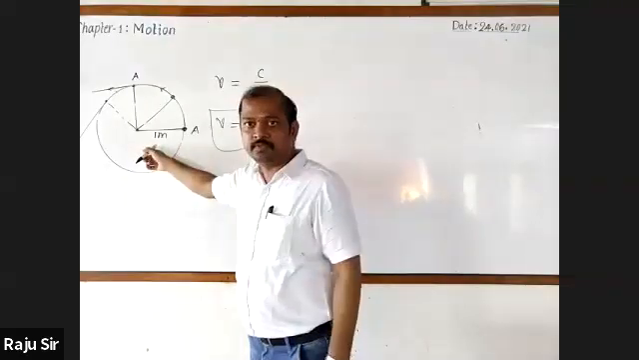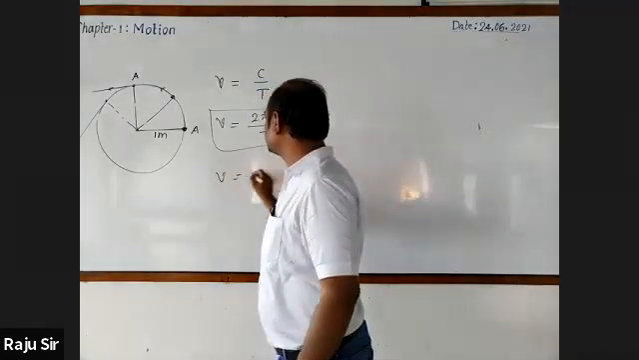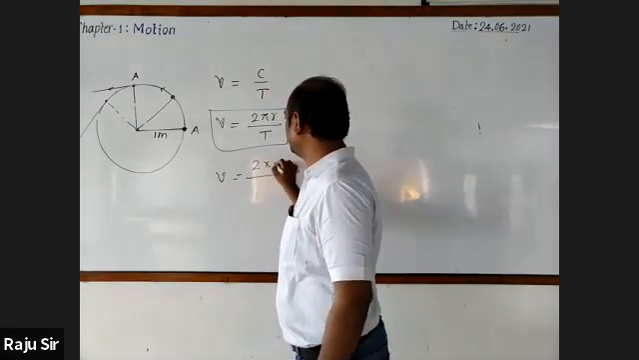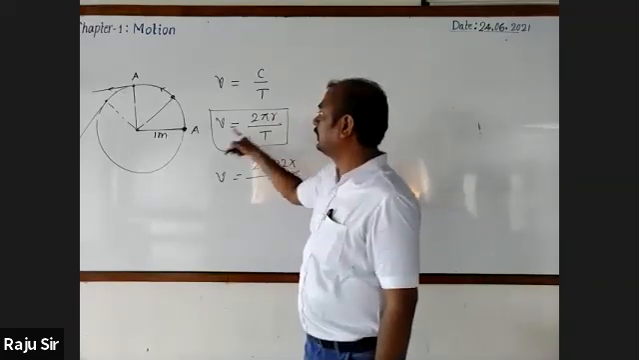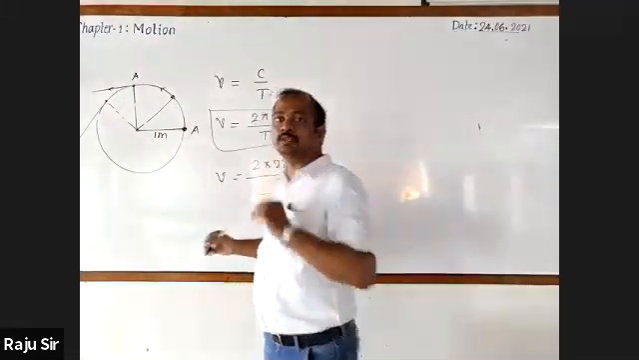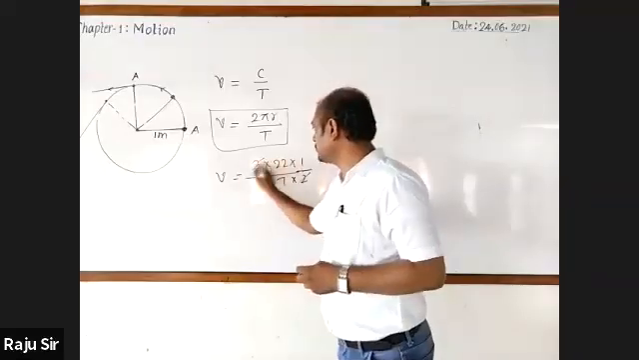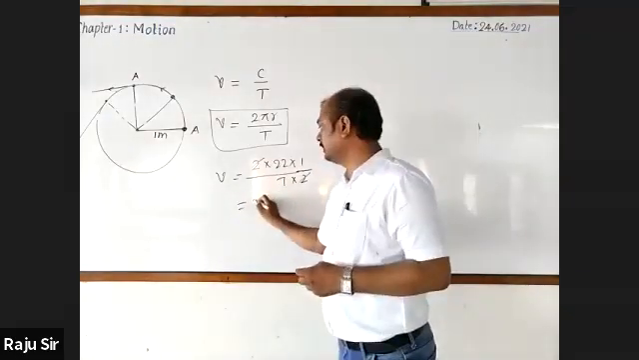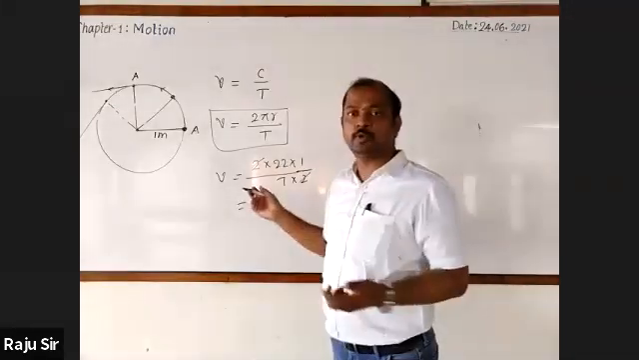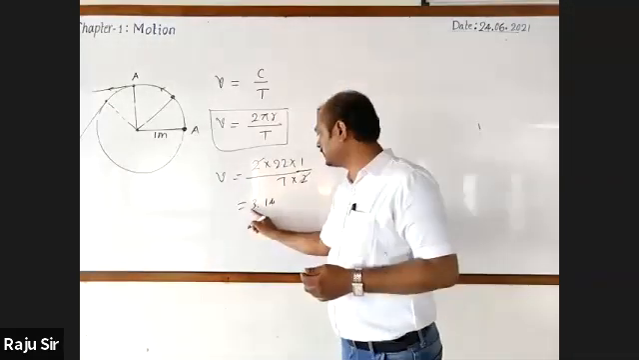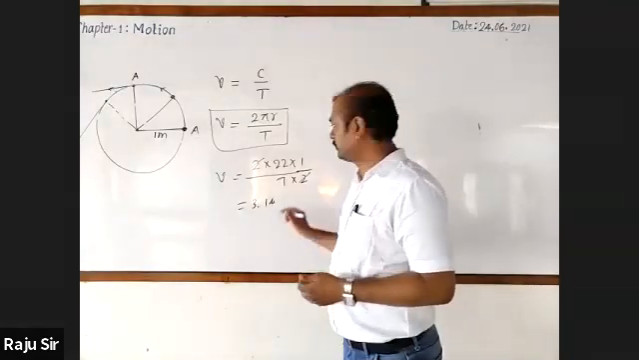If you calculate this, V is equal to 2 into pi, which is 22/7, into radius. Radius is how much? 1 meter. And I told you the time taken to complete one round is 2 seconds. So I'll write 2 seconds. 22/7 is nothing but 3.142857, but I'll just take 3.14 meter per second.